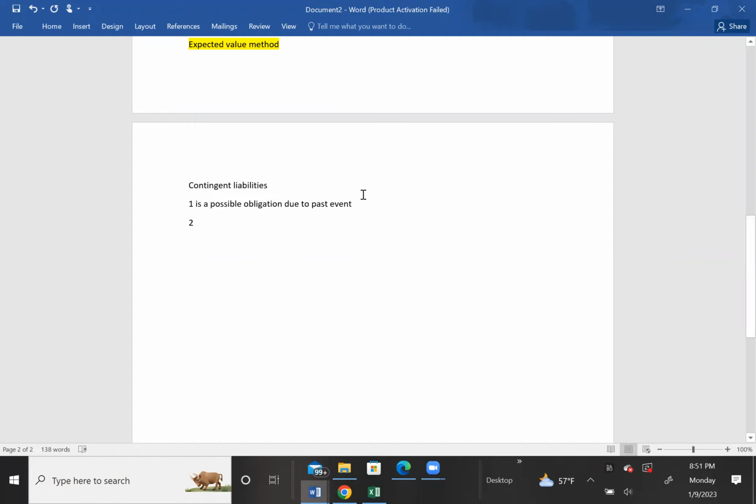Number two, or a contingent liability is a present obligation but outflow of economic benefit is not probable.